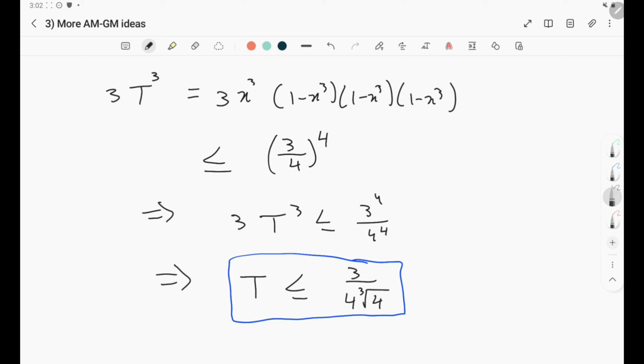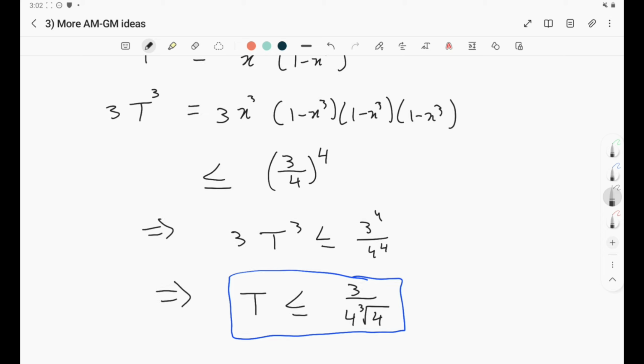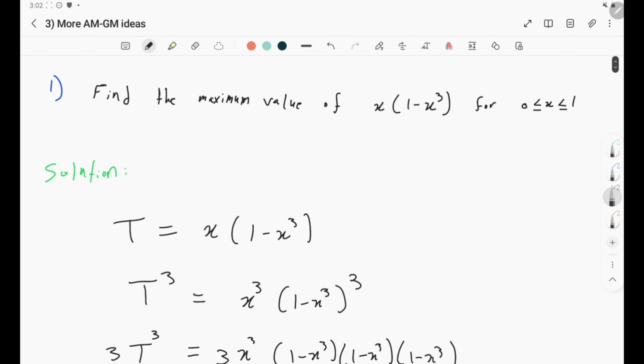But is that enough? No. You always need to be careful. When you're asked to find the maximum value and you just showed that t is less than some number, maybe 4, maybe whatever, then this is not enough. Because they are telling you to find the maximum value, they're not telling you to just give some upper bound. t should be equal to that number for some values. So we need to make sure that the equality can hold by simply giving an example.